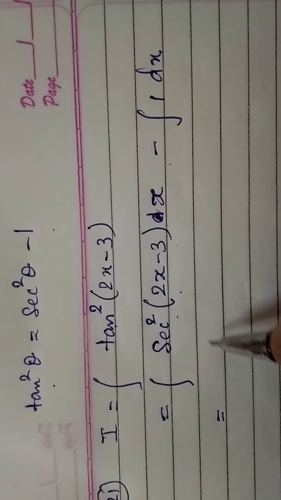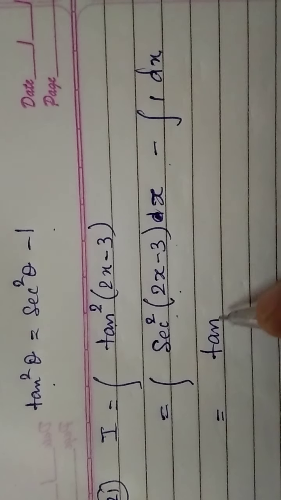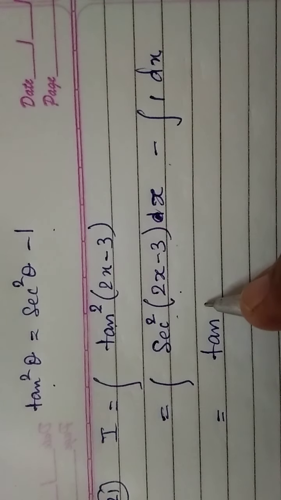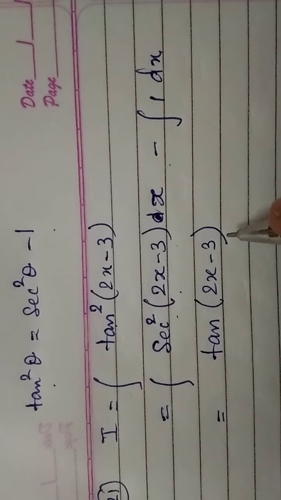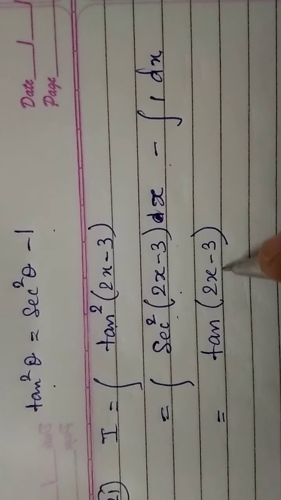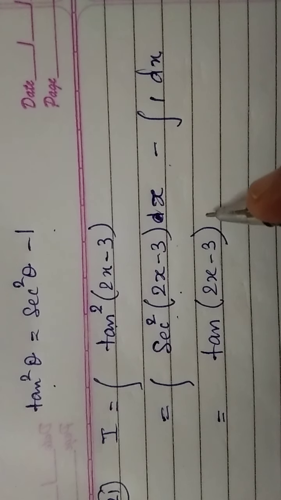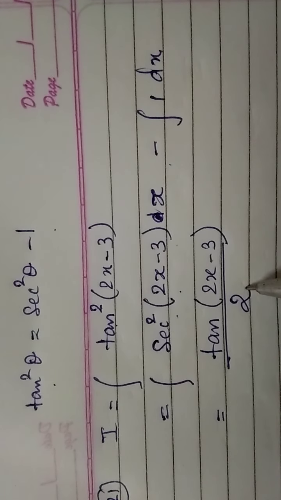Now I know that integration of sec squared is tan. So integration of sec squared theta is tan theta. So tan of 2x minus 3. If by chain rule I differentiate 2x minus 3, the differentiation of 3 is 0, and the differentiation of 2x is 2. So if you are differentiating, by chain rule you multiply by the value, and if you are integrating, you do it upon that value, so that is upon 2.